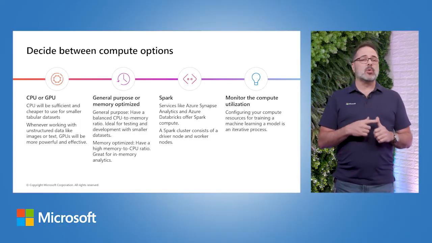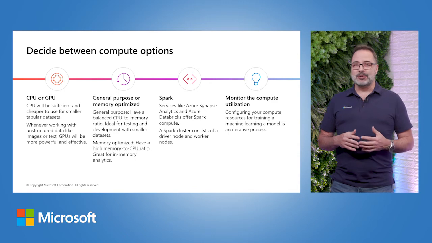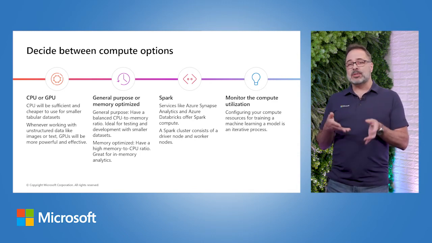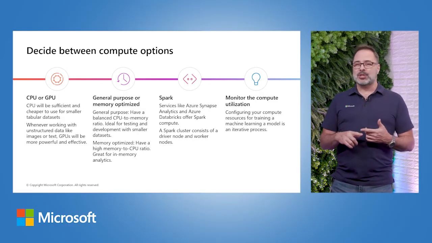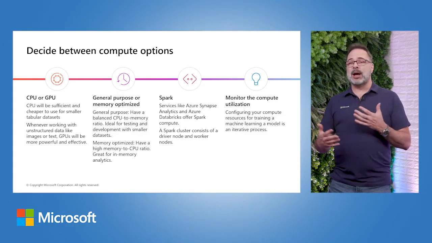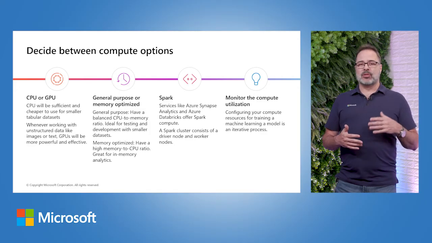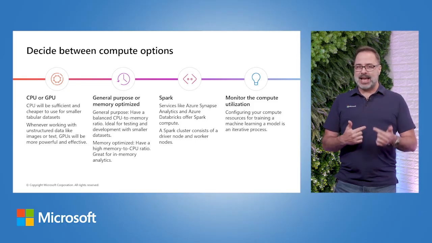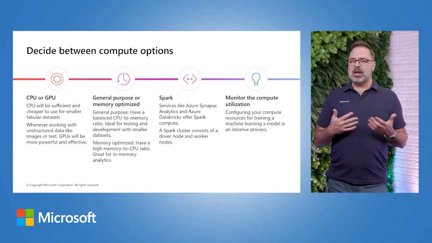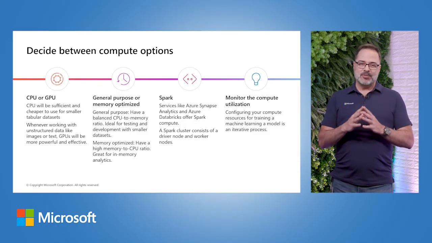So, CPU or GPU. CPUs will do the job, and they're cheaper to use, whereas GPUs, right, the graphical processors, will be more powerful and can be effective whenever we're working with unstructured data like images, text, or maybe large amounts of tabular data. The downside to GPUs is that they're more expensive, but since they can usually process the data faster, they usually don't have to run for as long as a CPU. The actual cost will require some experimentation for you.